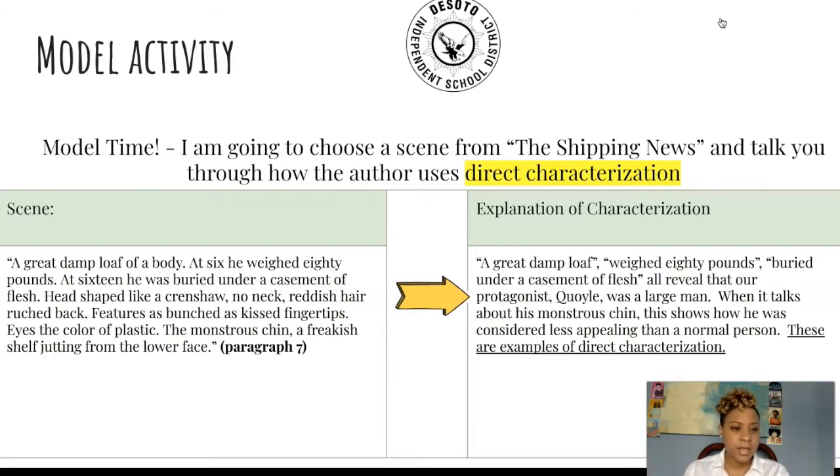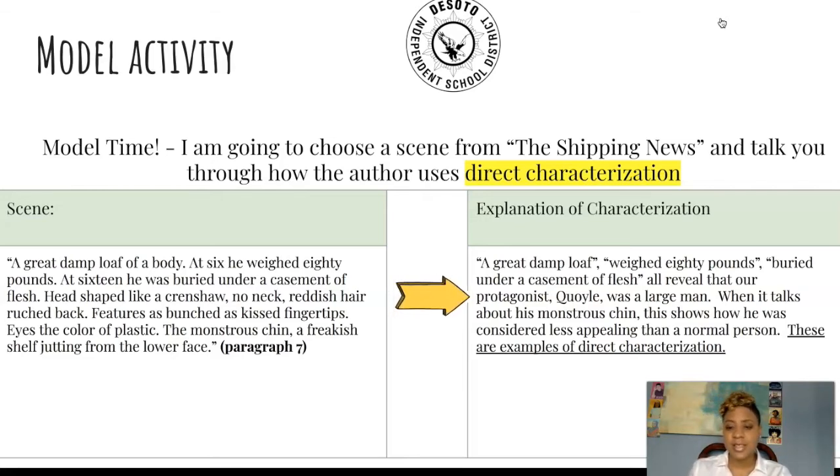A great damp loaf of a body. At 6, he weighed 80 pounds. At 16, he was buried under a casement of flesh. Head shaped like a Crenshaw, no neck, reddish hair, ruched back. Features as bunched as kiss fingertips. Eyes the color of plastic. The monstrous chin, a freakish shelf jutting from the lower face.